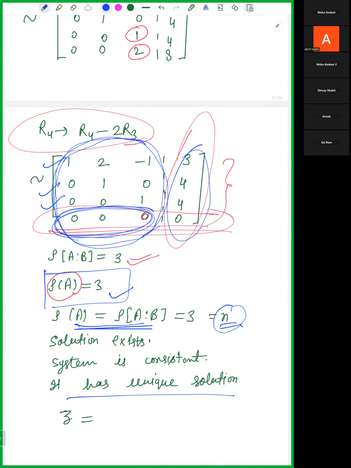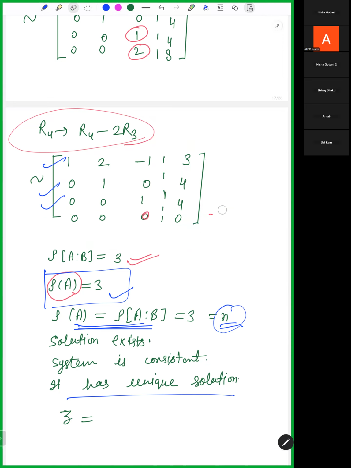Now the question is, what are those values of x, y, z? What is that unique solution? Can you tell me how to find that? Is it clear to all? Tell me how to find that unique solution. What do you think? What to do to find that unique solution?